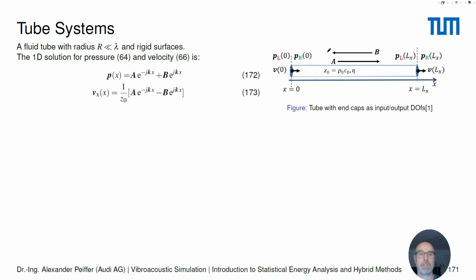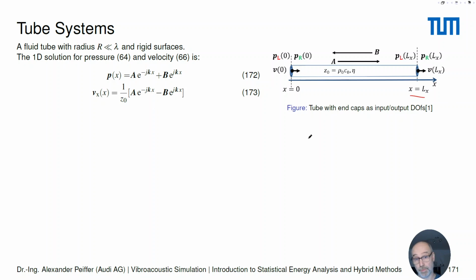So the arrangement here is as follows. We have some left-hand side properties. We have velocity at the boundary. We have the pressure, on the left and the right-hand side of this fluid tube, and we have the same situation here at the end of the tube at the length Lx.